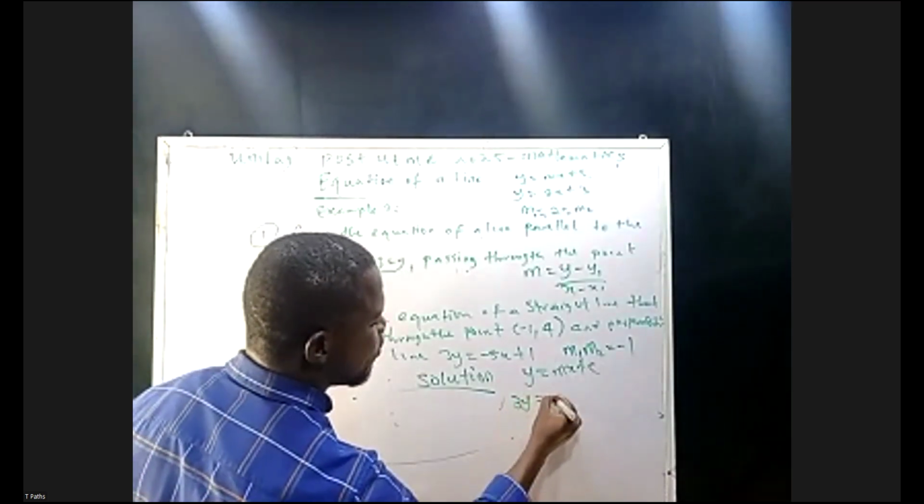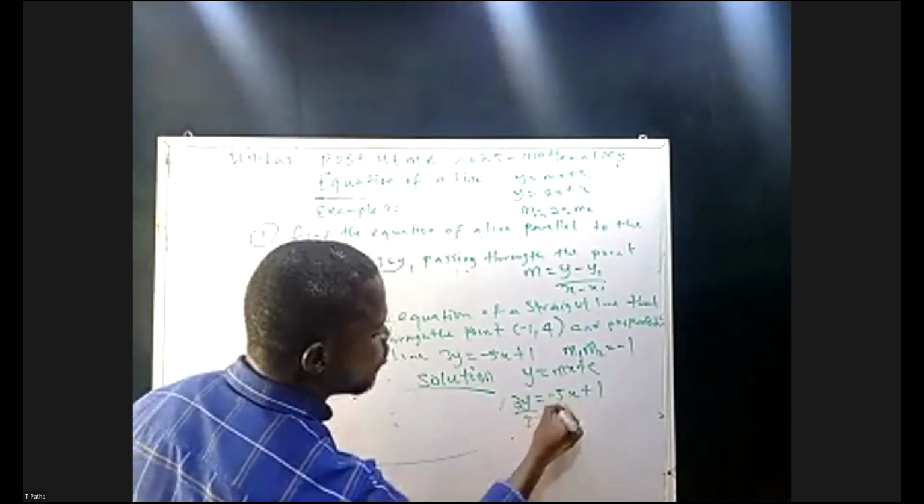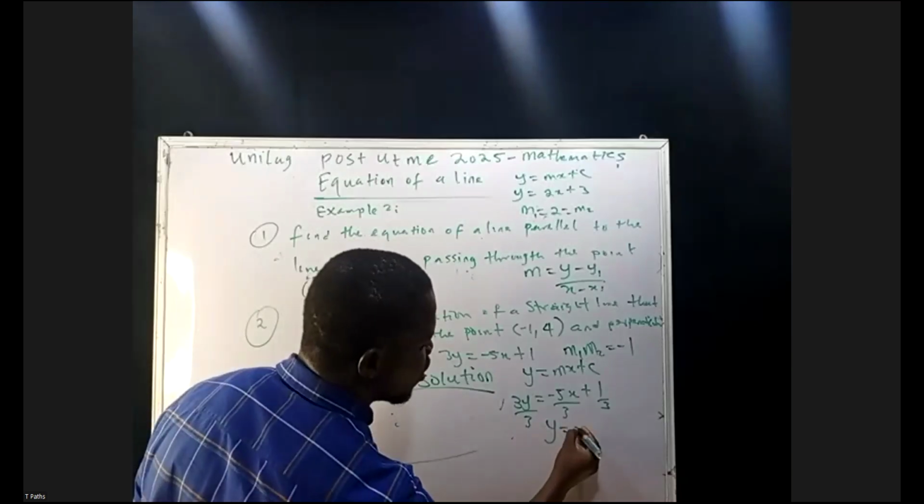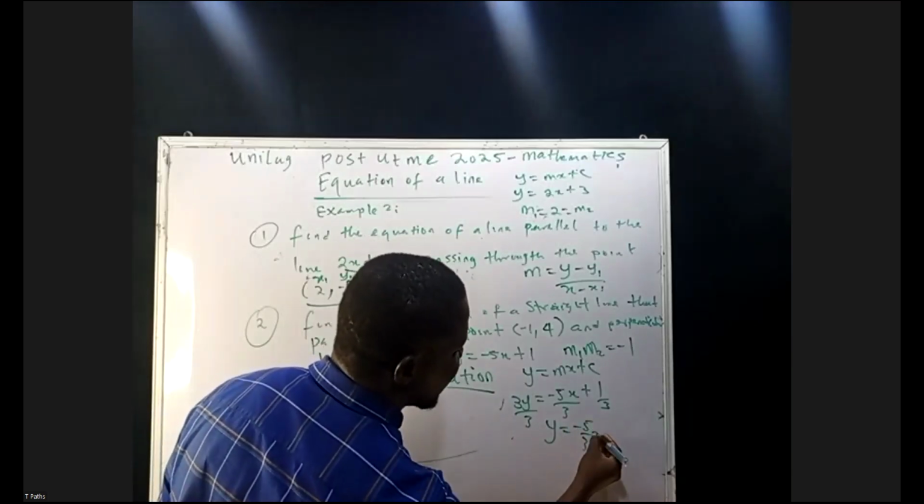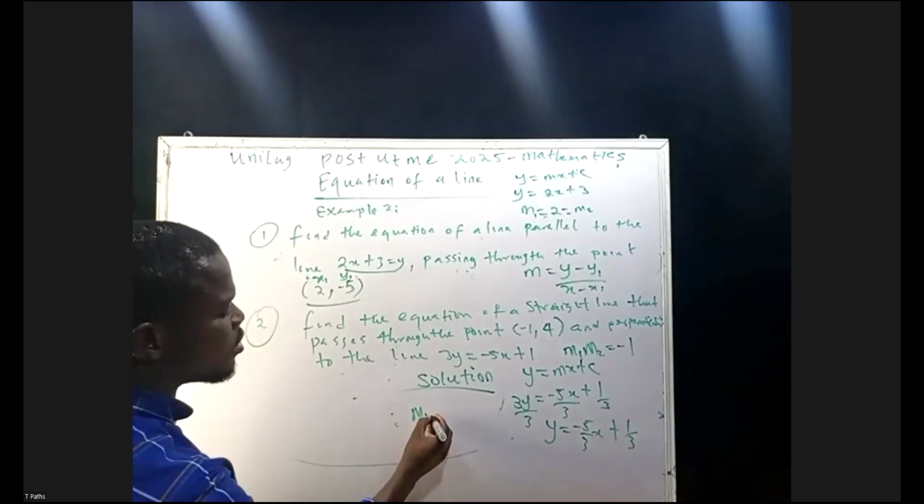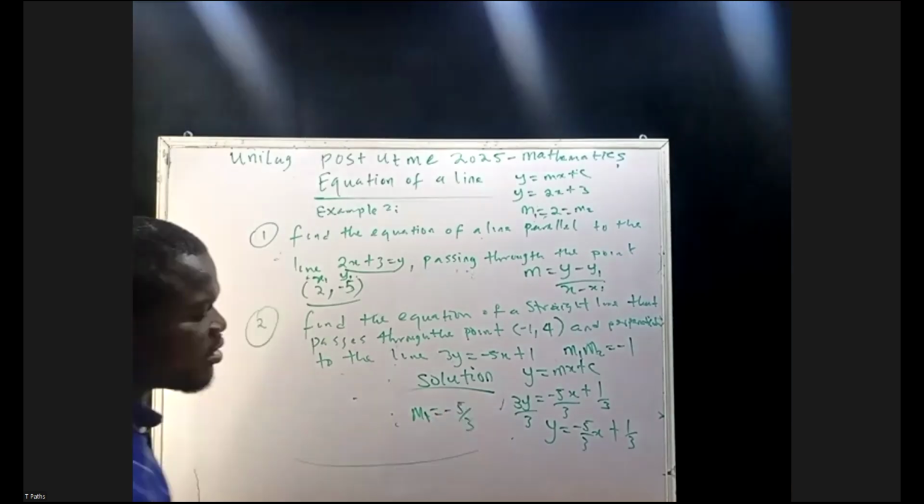Now you have this one: 3y is equal to minus 5x plus 1. But you have to divide both sides by 3. y must stand alone. So that y is equal to minus 5 over 3 x plus 1 over 3. So m1 for this one is minus 5 over 3.